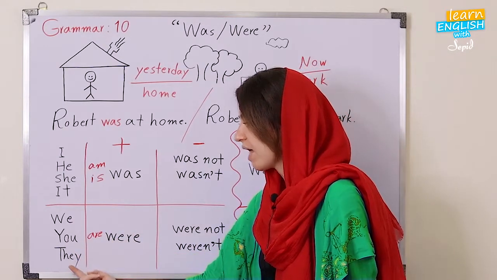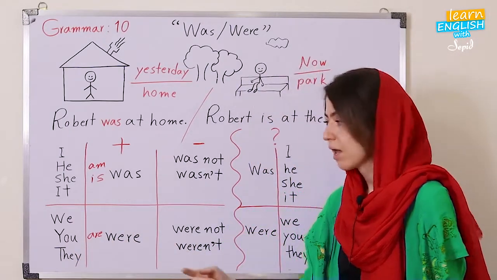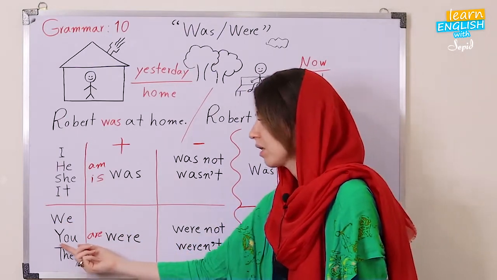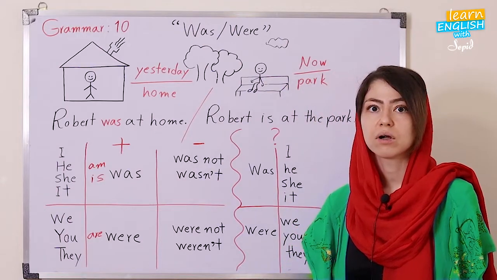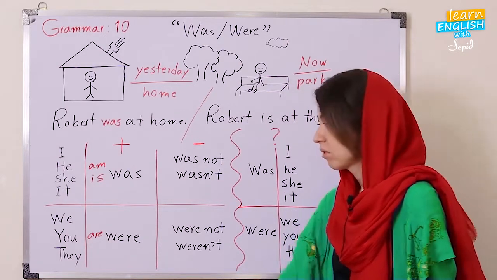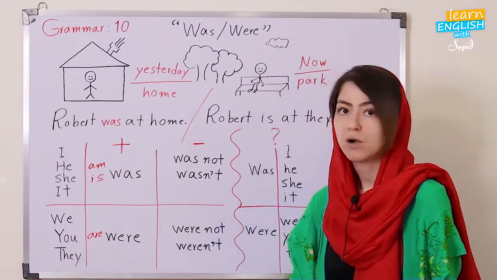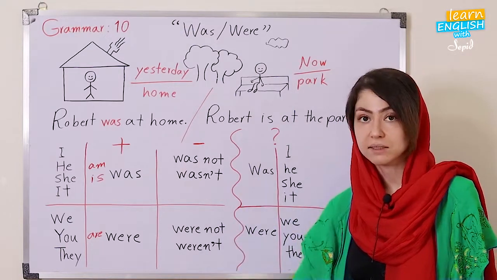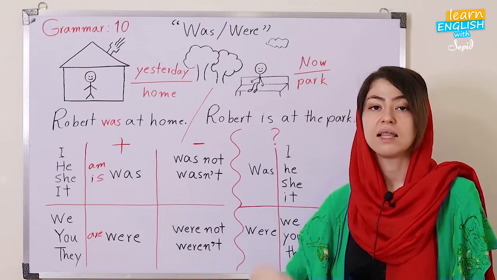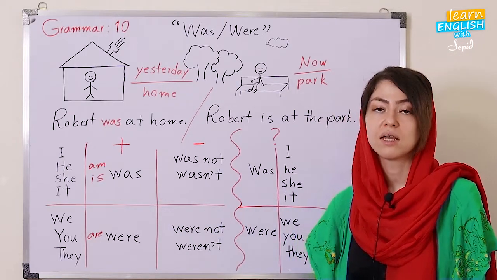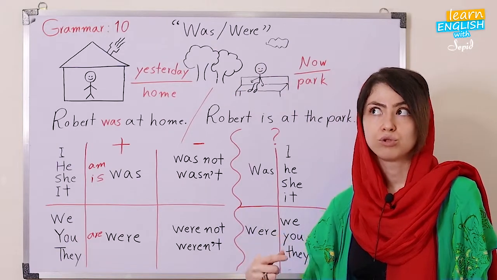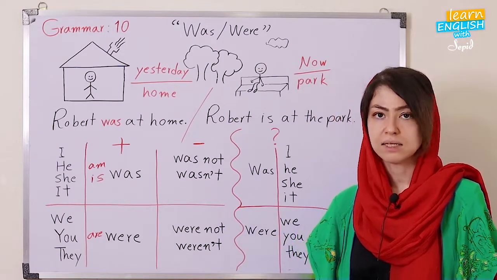We, you, they, were. We were happy. You were sad. They were at the party. So again, we're talking about the past tense. Yesterday, last night. So what else can we say? Last week, 2 days ago, like this.